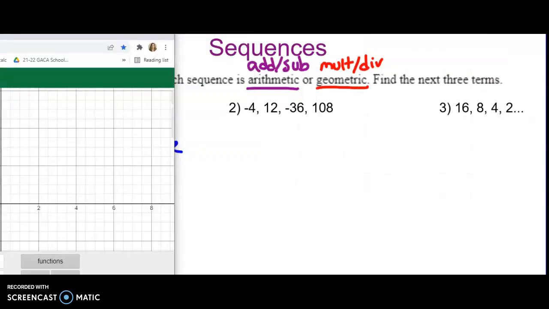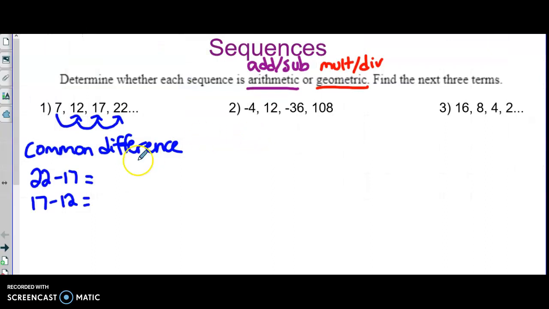So since we were able to find a common difference, it was 5 every time, and you could check it for this one too, 12 minus 7, that's also 5. So the common difference is 5. That means that it is arithmetic. And that means if we want to find the next three terms, we just have to keep adding 5.